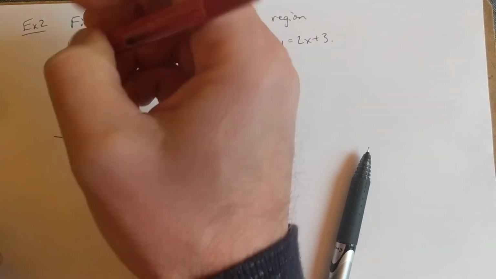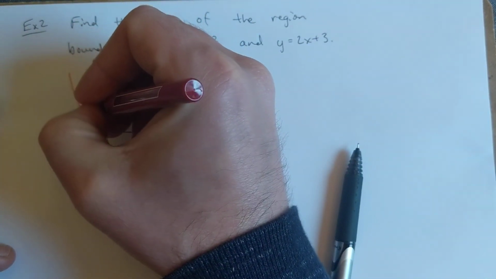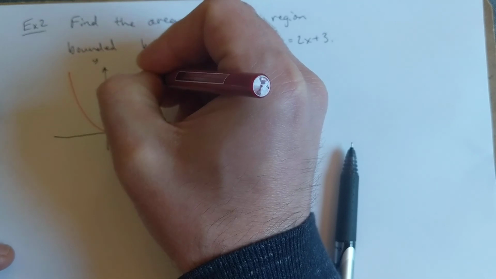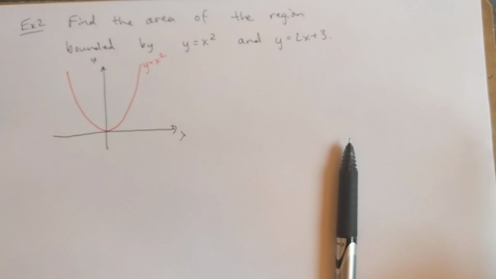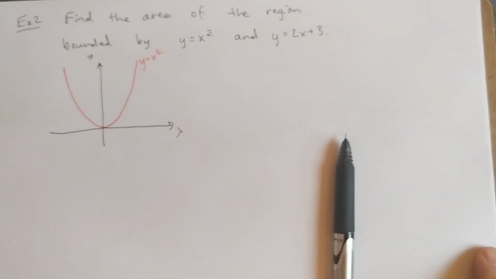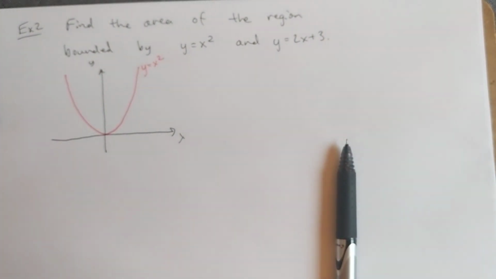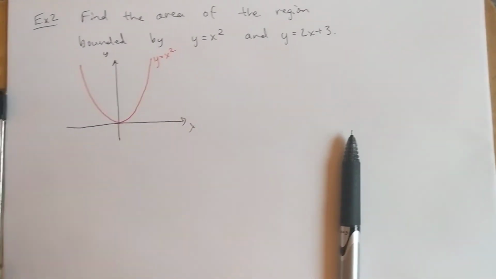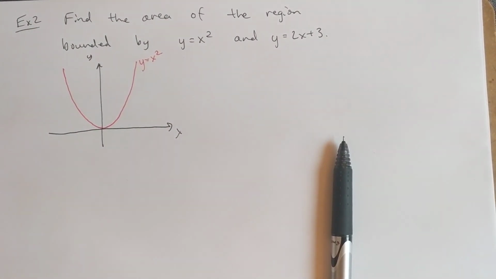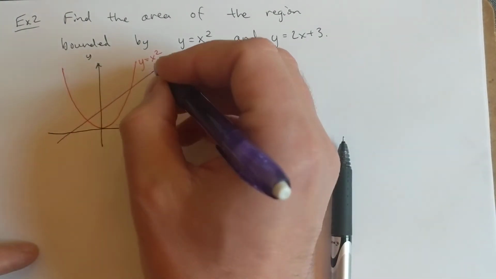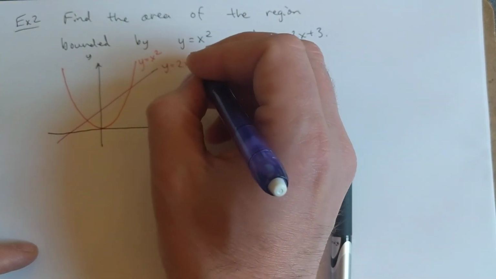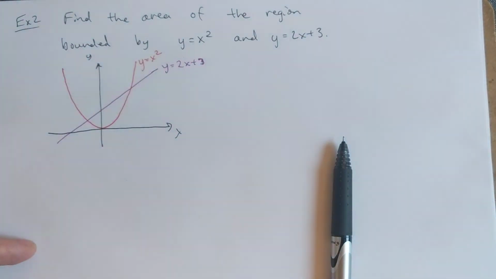So let's graph y equals x squared. That's just our standard parabola. Of course, it goes through the origin, is symmetric about the origin. It's sort of a U-shaped curve. And then our y equals 2x plus 3, that's a line, right? It has a y-intercept of 3 and has a slope of 2. So I'll just roughly get an idea of what it is doing.